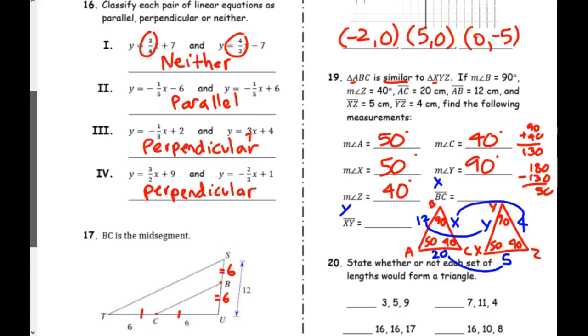So to find BC, I'm going to do X over 4 equals 20 over 5. I can cross multiply. I'll get 5x equals 80, divided by 5. X equals 16.